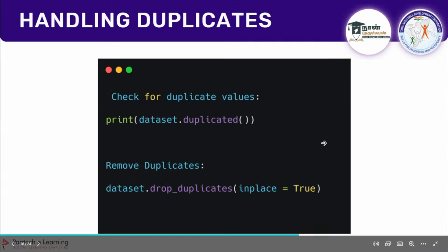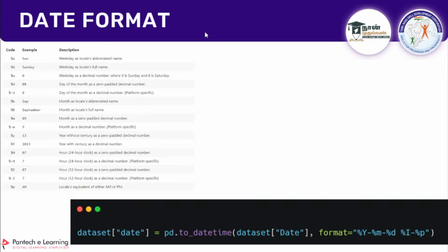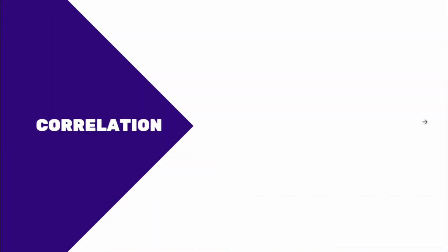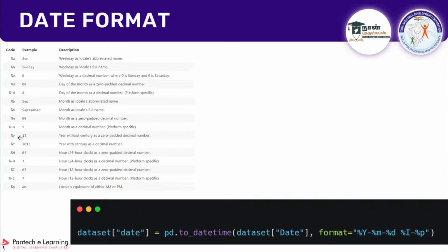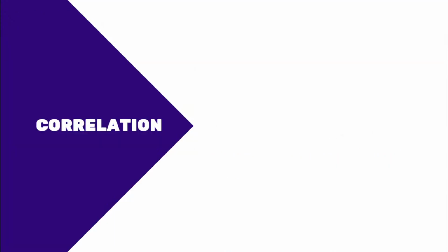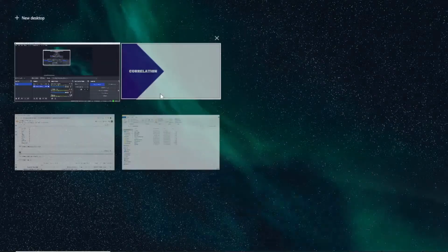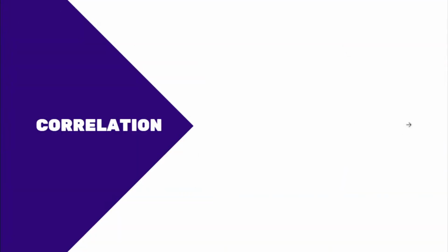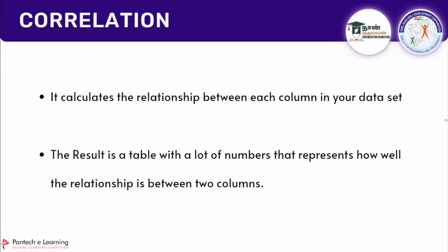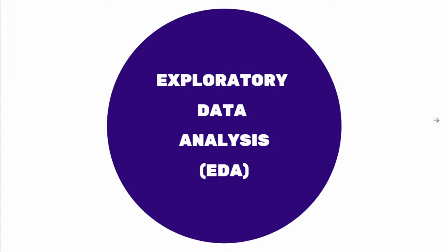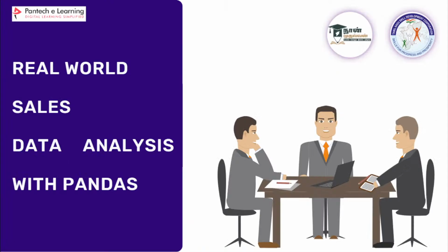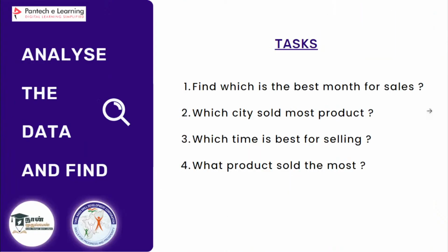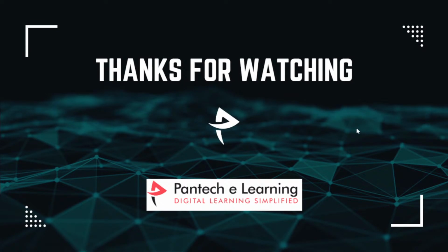Okay guys, so we have to see the date format and correlation. We'll see it in tomorrow's class. It's almost time. So in tomorrow's class we'll continue with pandas to complete the date format, how you will change it, and correlation, how to find the correlation. And then we are planning to do exploratory data analysis, which is based on real world sales data analysis with pandas, and we have some tasks. We'll do it tomorrow and continue with NumPy. Okay, so that's it guys, thank you.